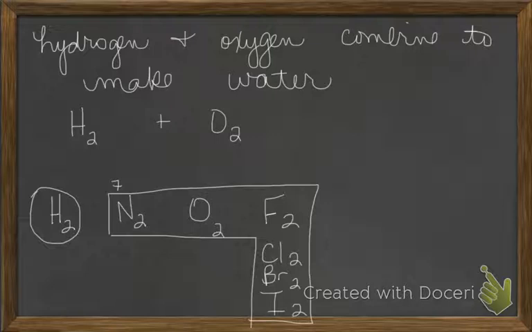So if you see an equation that says chlorine reacts, you know it's Cl2. Fluorine reacts, it's F2. If an equation says sodium reacts with water, well, sodium is not on this list, so it's just going to be Na.